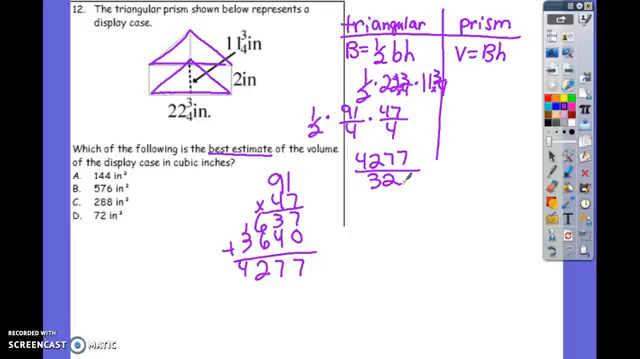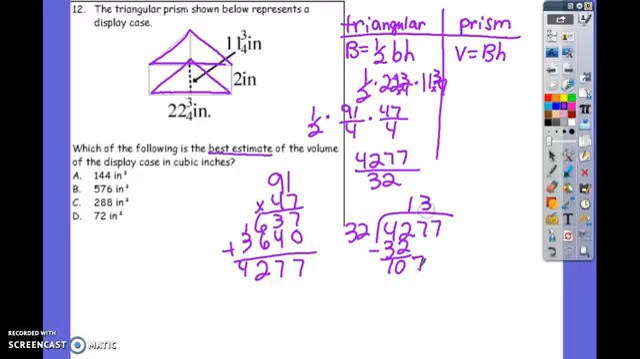So now I'm going to need to change my improper fraction back to a mixed number. I'm going to need to divide. So I am going to get 4,277 divided by 32. 32 goes into 42 once. Multiply, get 32. Subtract and get 10. Bring down the 7. 32 goes into 107 3 times.